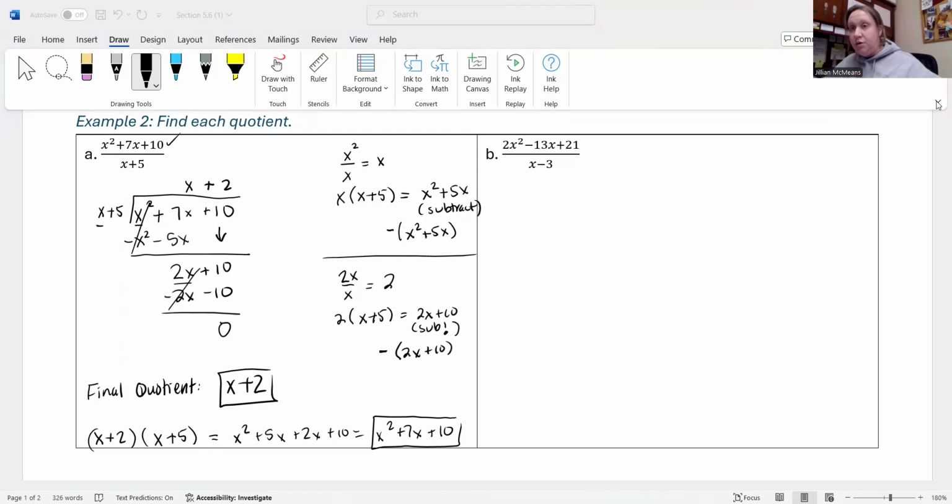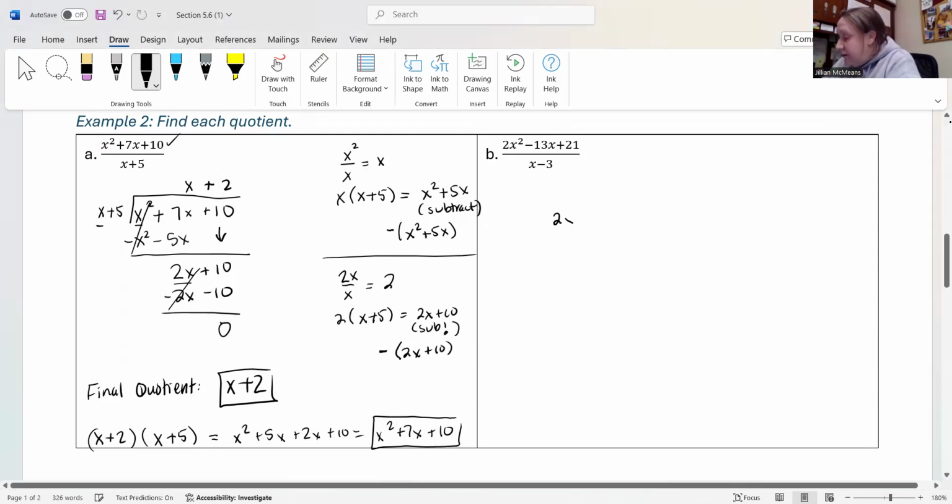Same thing. We're going to do some side work. So I'm going to set up my division here on the left. I get 2x squared minus 13x plus 21. That is in standard form. I'm going to divide that by x minus 3.